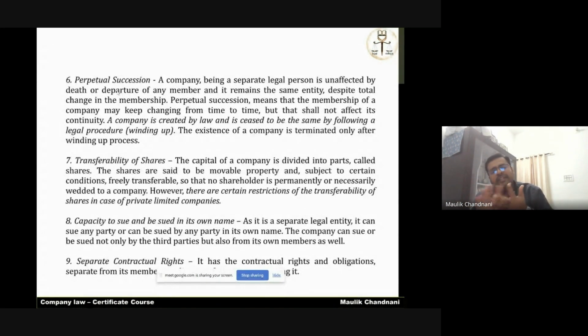all the directors and all the shareholders died. Now the company doesn't have any single director and shareholder. Will the company cease to operate? Will the company no longer exist? The answer is no. The company will remain in existence. The company has a perpetual succession, which means a continuous life of the company.